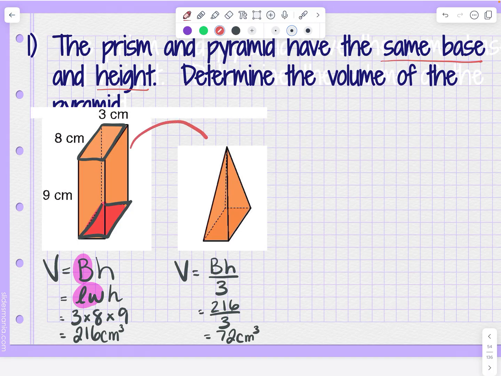To go from here to that, if it has the same base and height, I'm just dividing it by 3 because the pyramid is smaller. Some questions that you get might give you the volume of the pyramid and ask for this guy. Well, the prism is bigger, it can hold more. You would just multiply it by 3.